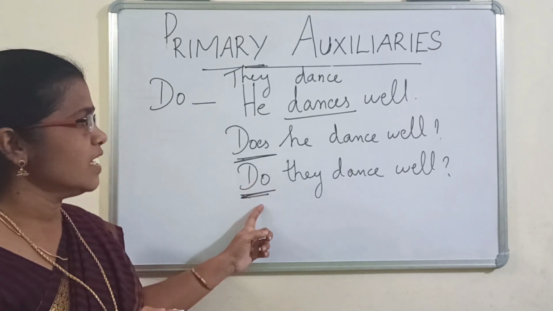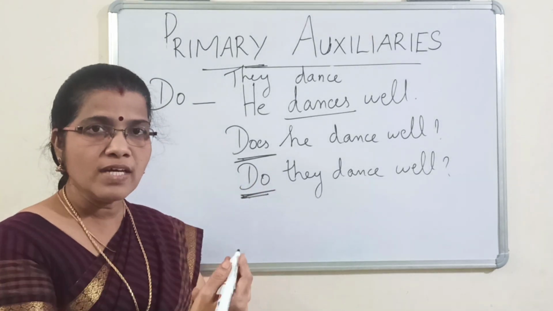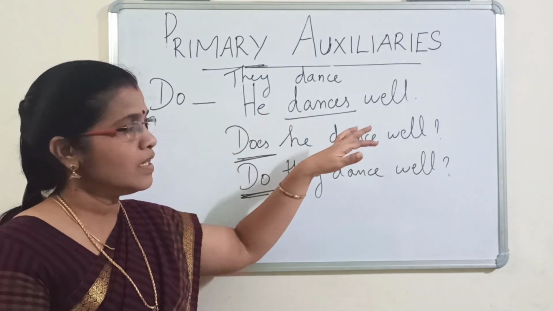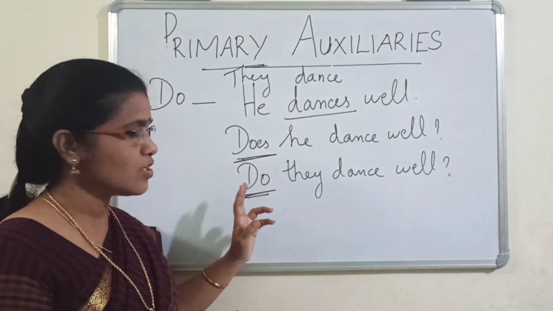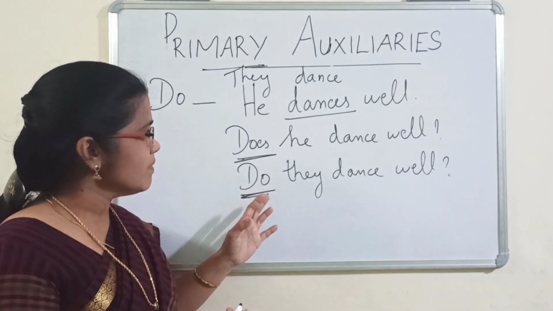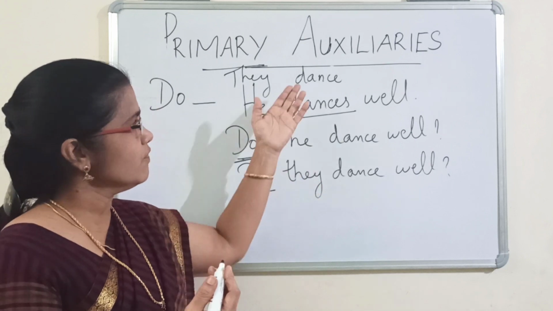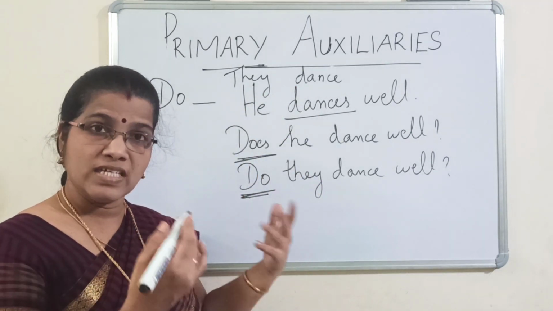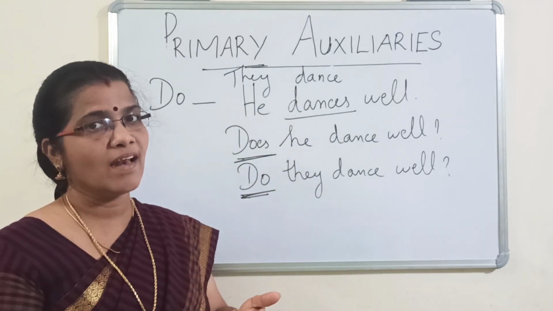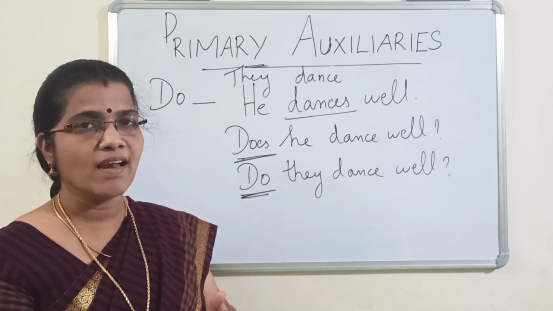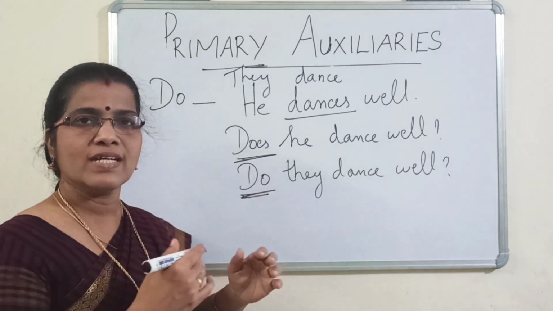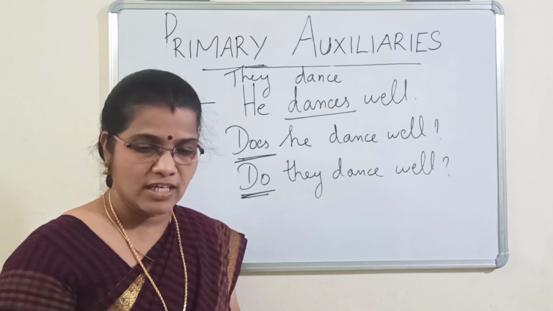Again, you can see here I have made use of do. So how did I make an interrogative sentence from an affirmative sentence? By making use of do here. Similarly, you can also use did if your tense is in past tense. Danced well. Did they dance well? Did he dance well? So we make use of do, does, did in order to make an interrogative sentence.